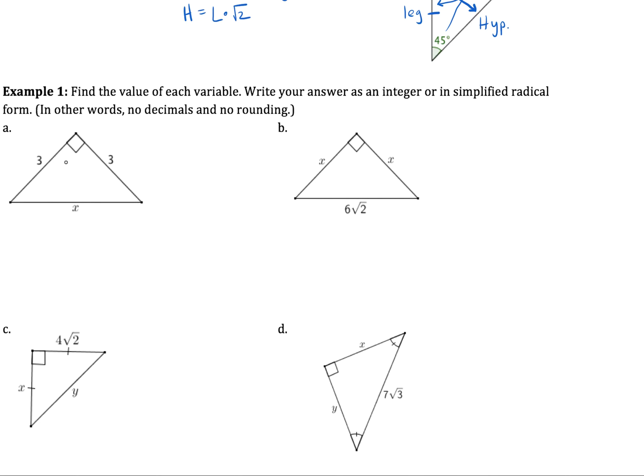I know it's a 45-45-90 because it has a 90-degree angle here and two of the sides the same. So I know that this is a 45-degree angle and I know that this is a 45-degree angle. And I need to find the value of x right here.